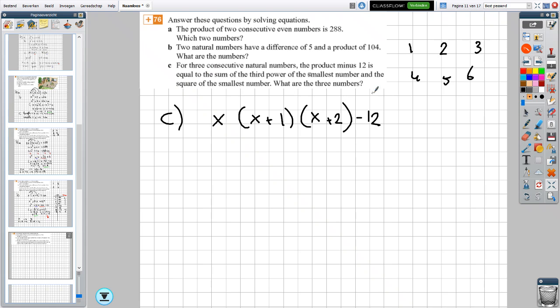is equal to, that's your prompt to start an equal sign. The sum of something, what? The third power of the smallest number. What was my smallest number? That was x, right? To the third power and the square of the smallest number.